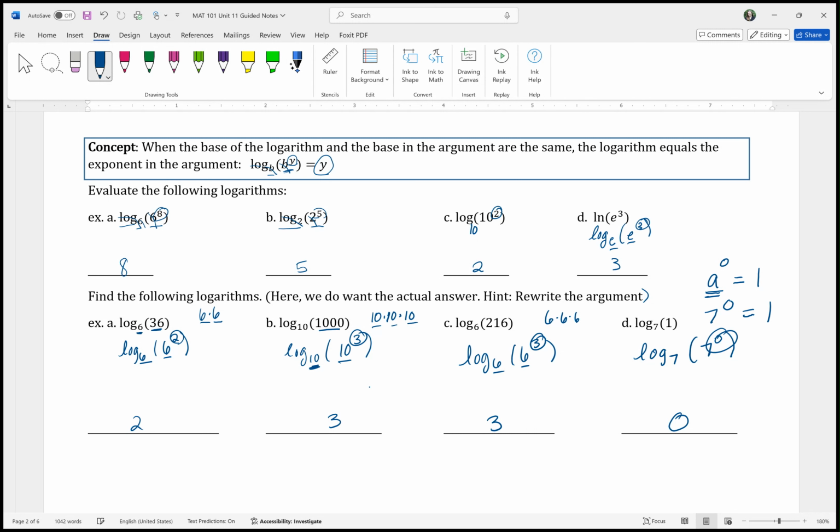Okay? So if you see this as simplify or evaluate for any log, see if you can change the argument to have the same base as the log, and then you can use this concept.